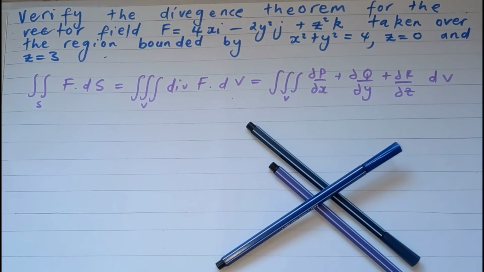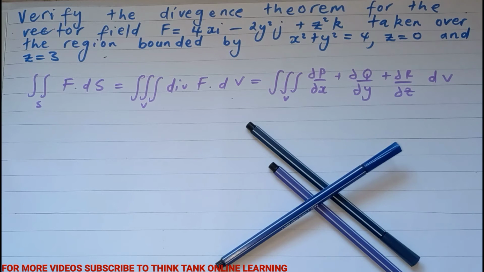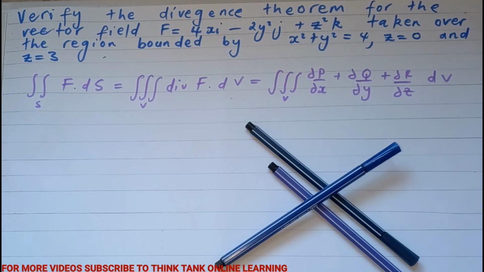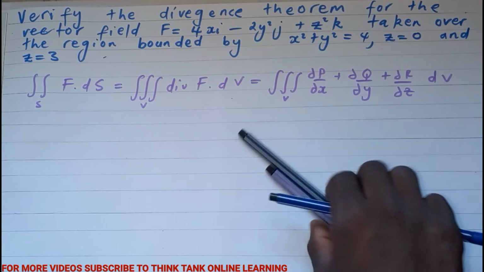In this video, I want to verify the divergence theorem for the vector field F = xi − 2yj + z²k taken over the region bounded by x² + y² = 4 and the planes z = 0 and z = 3. So what do I want to do? I want to verify the divergence theorem.